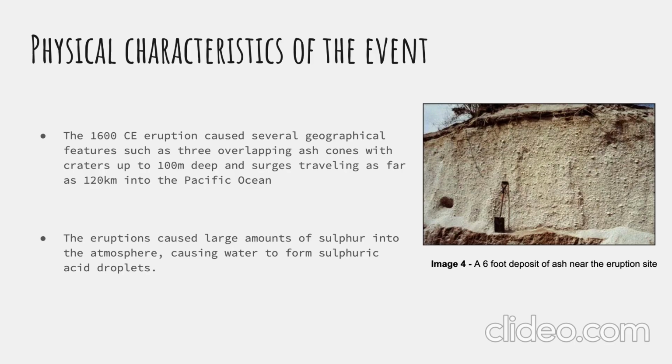In addition to the magma flow, one of the main devastating effects of this eruption is the large amount of sulfur that was dumped into the atmosphere. This caused sulfuric acid droplets to occur in the air. And before I get to the effects of that, on the right over here, we see a modern day image of scientists who have dug into the earth until they've reached a point where they didn't reach any deposit of ash, and they found a roughly 6-foot deposit of ash near the eruption site.